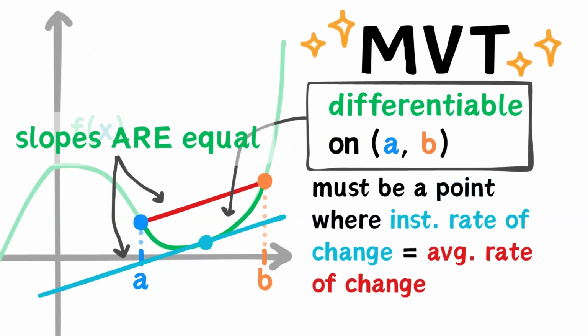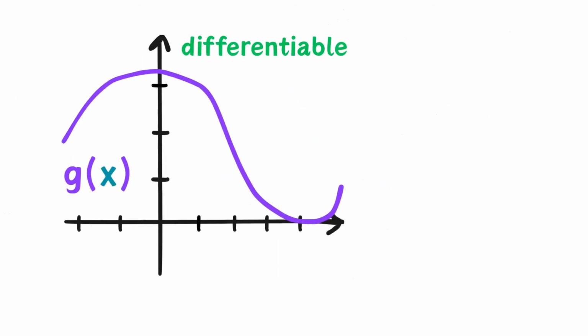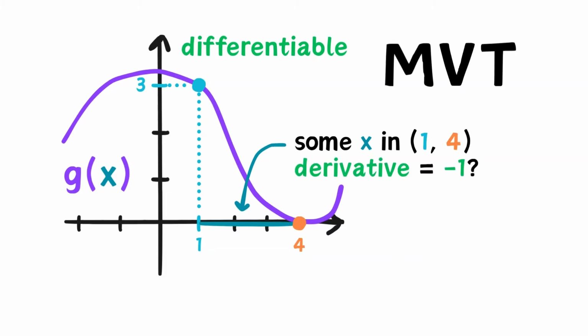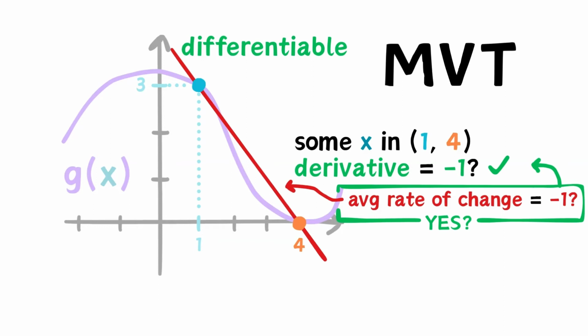This makes the mean value theorem extremely useful in proving that certain derivatives exist. For example, in this differentiable function, g of x, we know that g of 1 equals 3 and g of 4 equals 0. Can we prove that at some x value between 1 and 4, the derivative must equal negative 1? According to the mean value theorem, since the function is differentiable, we know that if the average rate of change over that interval is negative 1, some derivative in the interval will be equal to negative 1.